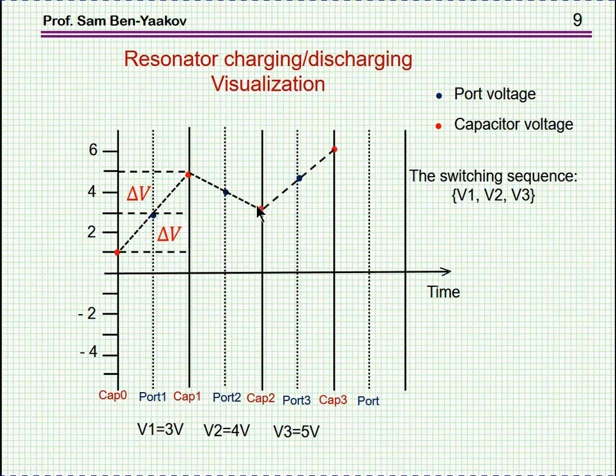And on the third state, we turn on again the port which has 5 volts, and since it's higher, the delta V will be higher. So this is what the capacitor will have to do, starting from this voltage. When connected to this port, it'll go up to here, and then eventually here. This is for the switching sequence of V1, V2, and V3, where I've just arbitrarily chosen 3-volt, 4-volt, and 5-volt.